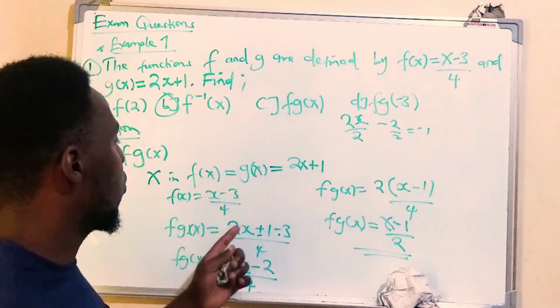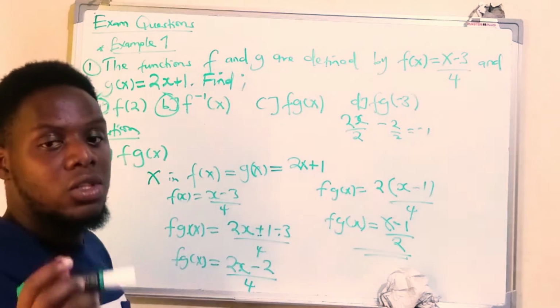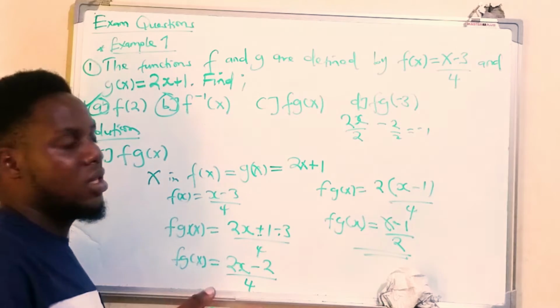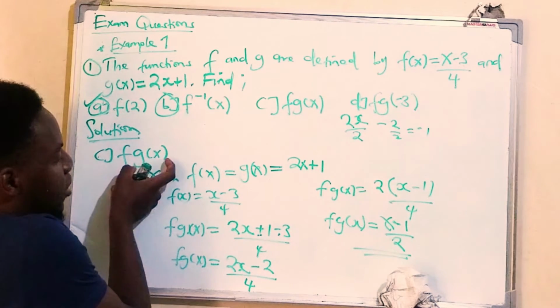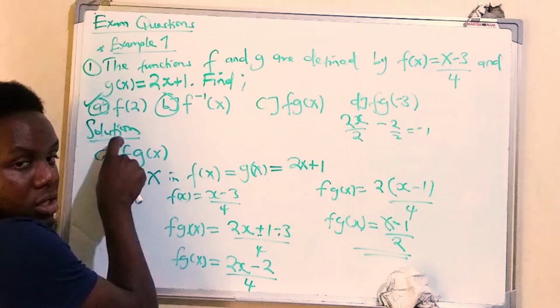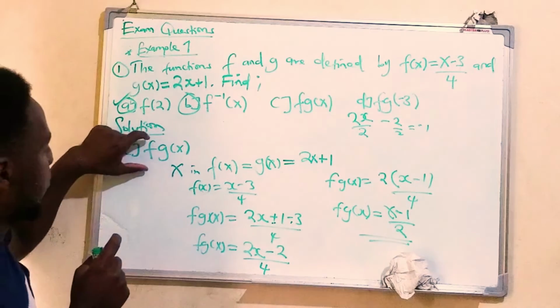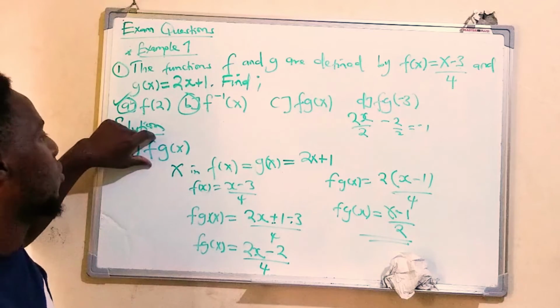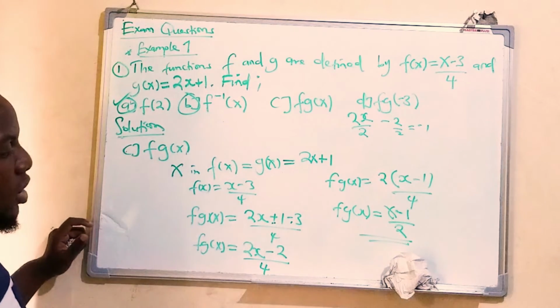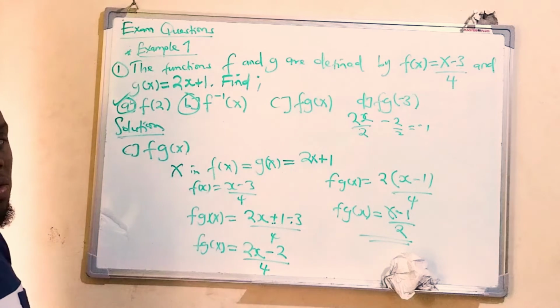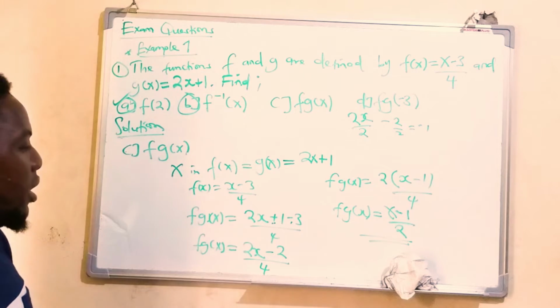So how do you know which one to replace? You are replacing the second given function into the first given function. So check for the name. The name here is f, so you look for f of x. In f of x, you are replacing the second function there. Then you solve your composite function in a normal way like we have done there.